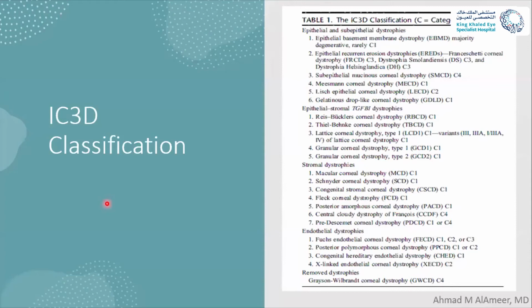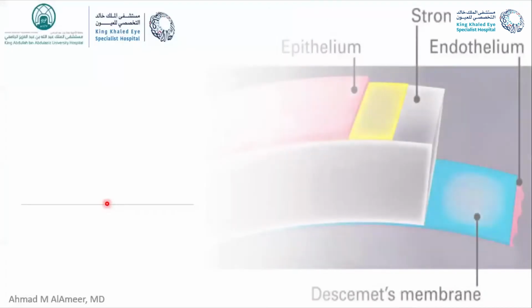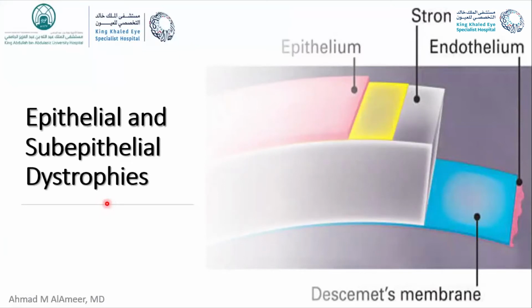So this is the latest classification. They classified it into 4 groups: epithelial and subepithelial dystrophies, epithelial-stromal TGFBI dystrophies, stromal dystrophies, and finally endothelial dystrophies. We will start with the epithelial and subepithelial dystrophies.